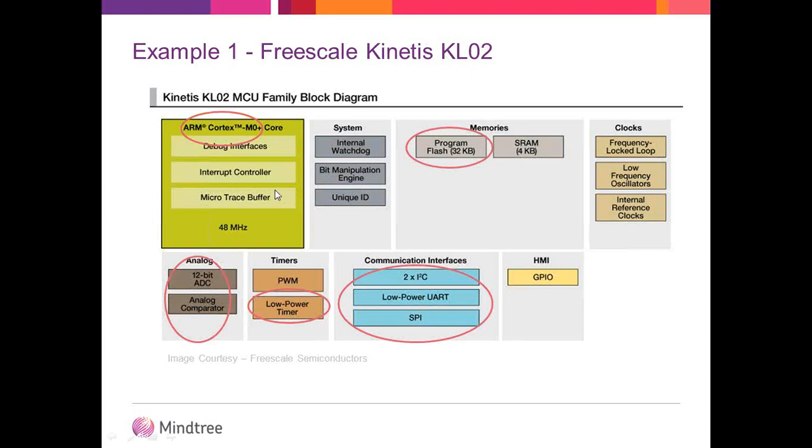Here is an example of a Freescale KL02 chip, and you see there is a Cortex M0 processor, so that takes care of your compute power. There is 32 kilobytes of flash on the chip, and in terms of interfaces, it's just got a very basic ADC and a voltage comparator. In terms of power management, it's got a low power timer built in, and it's just got a simple low power UART and an SPI. So it's a very basic connectivity chip. It does not bring in any short range wireless connectivity, so it could be used for some very basic, simple wearable use cases.